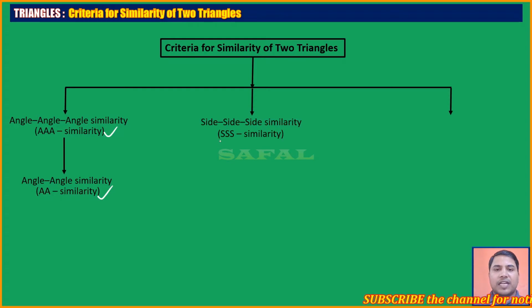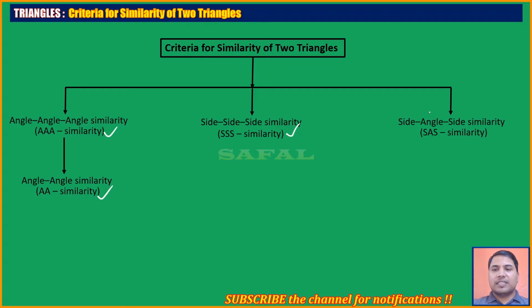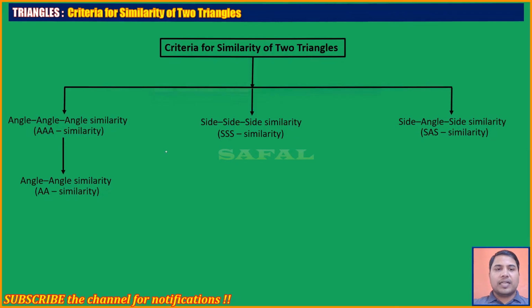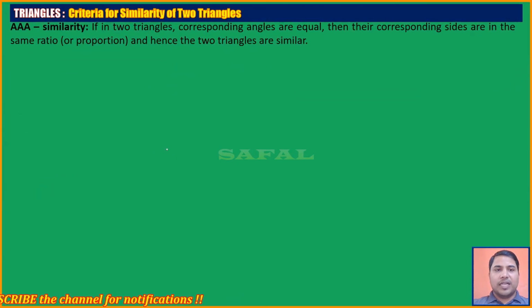The second one we have is side similarity. In short we write it as SSS similarity. And the third one is also side similarity. In short we write it as SAS similarity. So we are going to see the proof of all these criteria for similarity of two triangles. So let us see the first one, angle similarity.